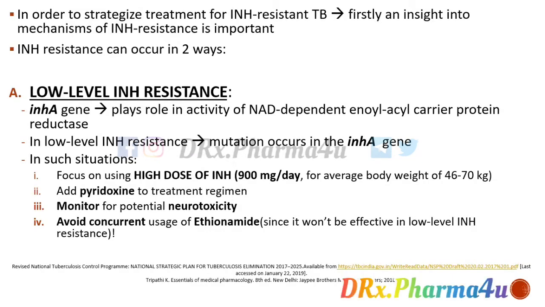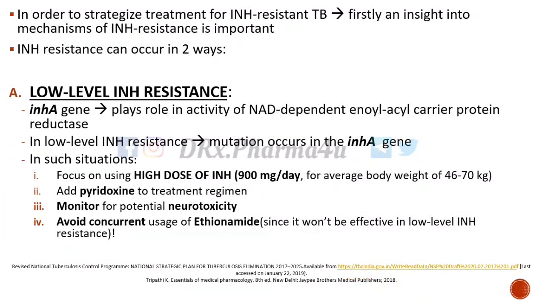So in order to strategize the treatment for INH resistant TB, firstly, we should understand the different mechanisms by which isoniazid resistance occurs. Isoniazid resistance can occur in two ways: number one, low level isoniazid resistance, and the other is high level isoniazid resistance.